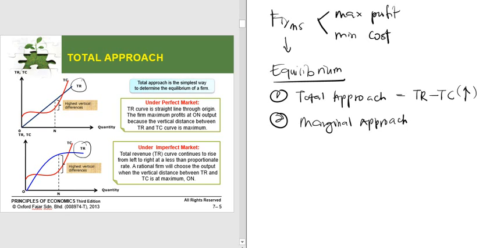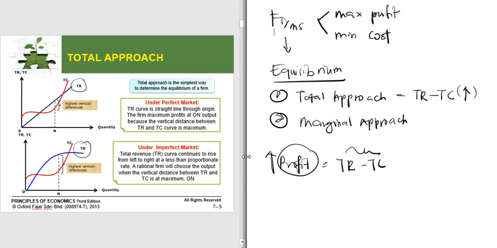Because if you look back at the formula to calculate profit, profit is total revenue minus total cost. So if the gap between total revenue and total cost is the biggest, that means your profit is bigger. If you get a higher gap between total revenue and total cost, your profit will increase. And then next, for the marginal approach, to get equilibrium, marginal revenue must equal marginal cost. This one we are going to look at later in the next slide.